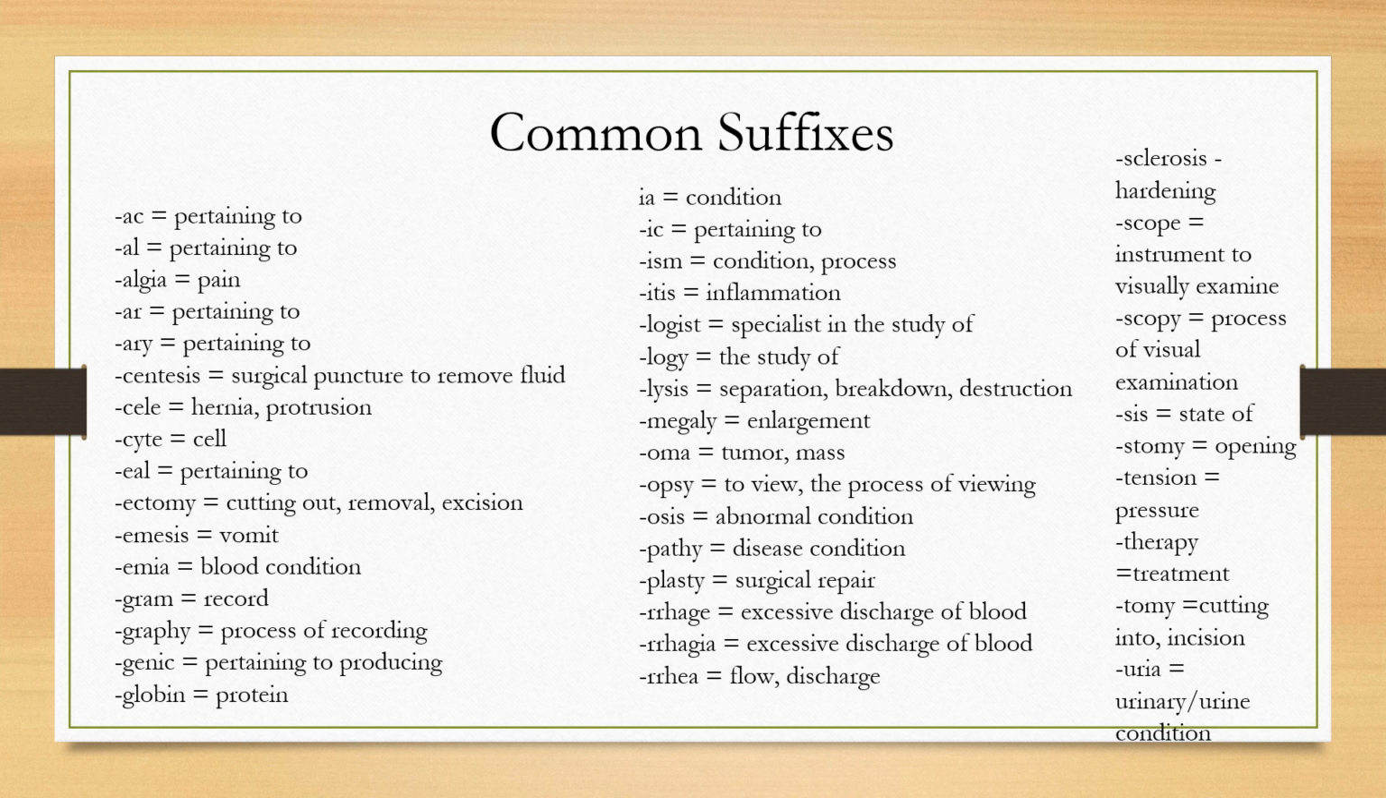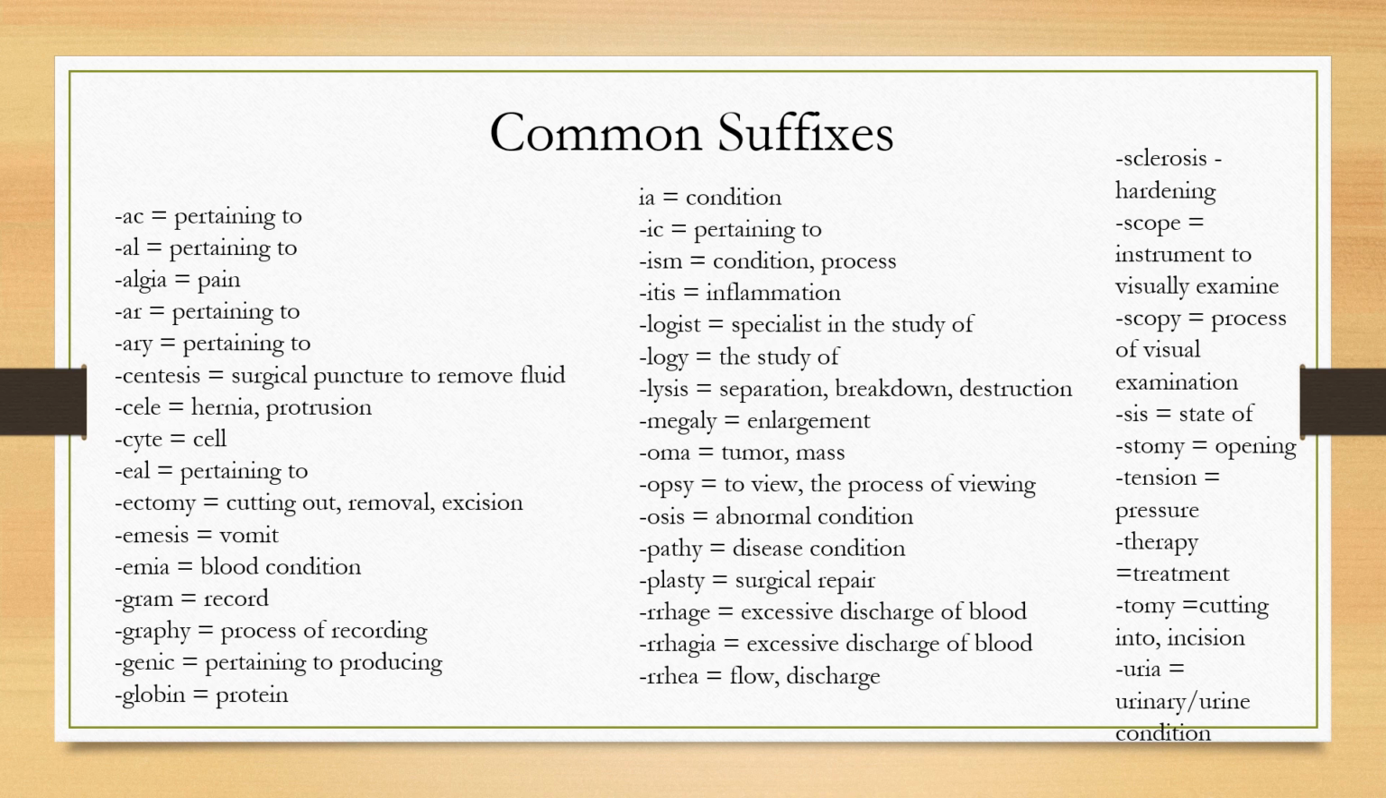Anytime you see genic, this is talking about it's producing something. So cardiogenic, anything, is the heart's producing it. Anytime you see globin, that's talking about a protein. You won't see it a whole lot at the EMT level, but it's there in case you see it in a registry question. You can kind of figure out what makes that word and what it is. Let's see. If you see megaly, that's an enlargement. Lysis, that's a big one you'll see a lot.